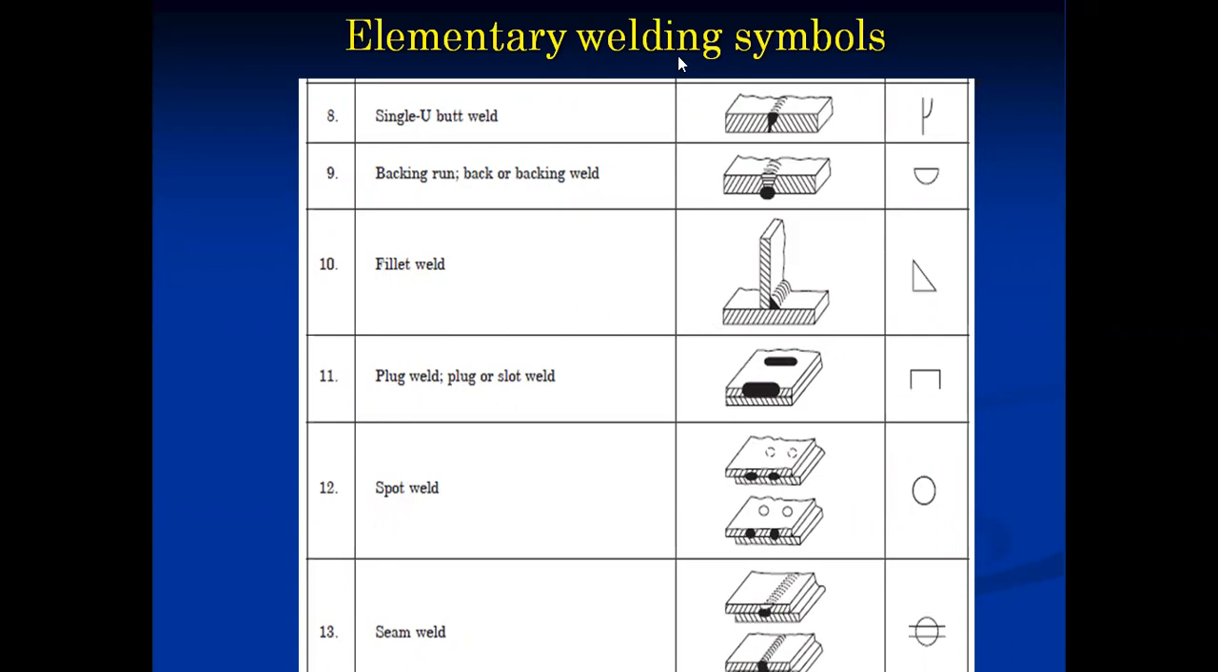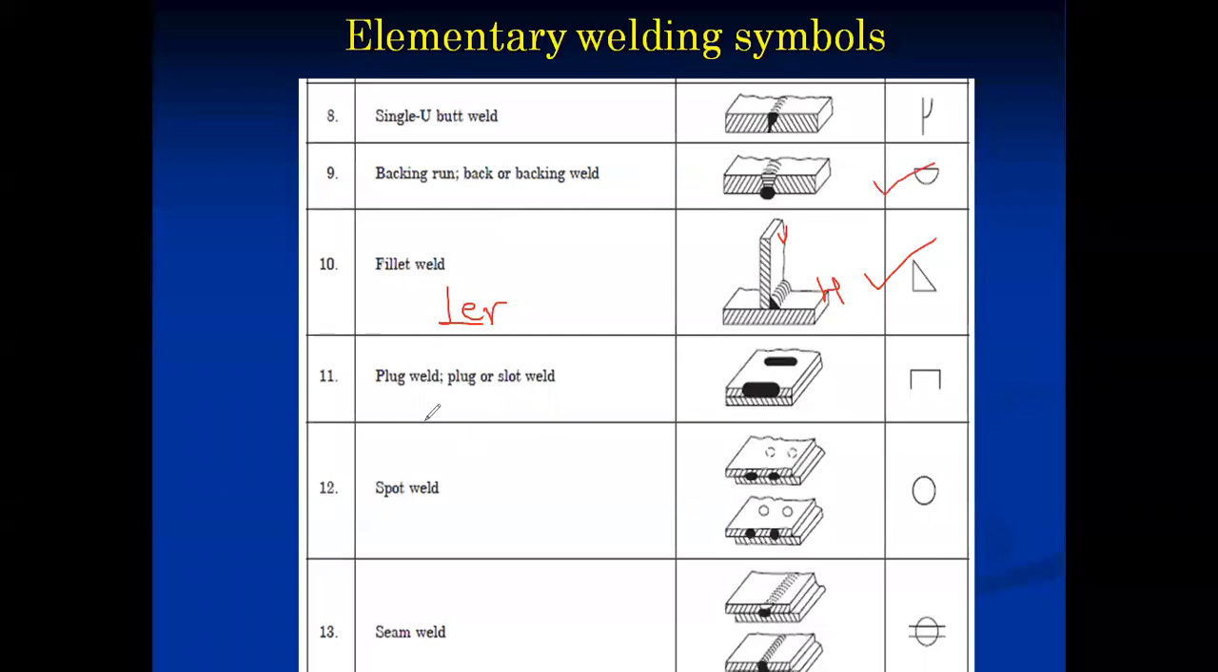So here fillet weld. Fillet means perpendicular. Two plates are perpendicular to each other. One is vertical, another one is horizontal, and the symbol is this triangle. Backing run or back run or backing welding, this symbol. This also you have to remember.